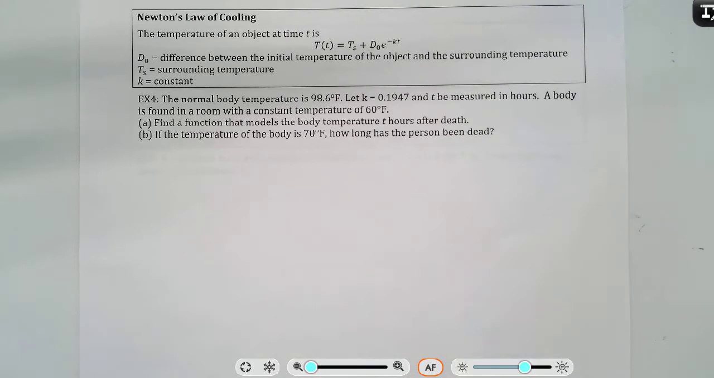And k is a constant. Notice that constant k has reappeared. If you're thinking of those variation problems, similar things, sometimes you might be asked to find the constant, just like we did with those variation problems. All right, so example 4.